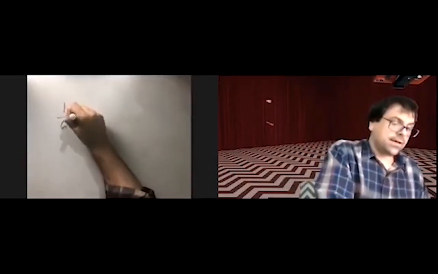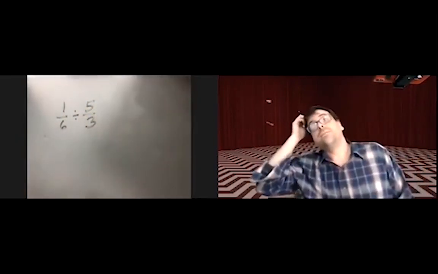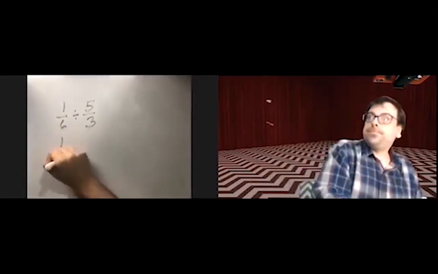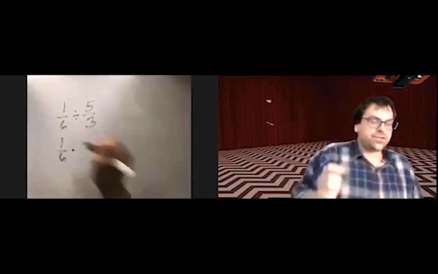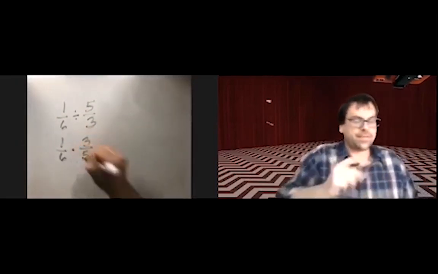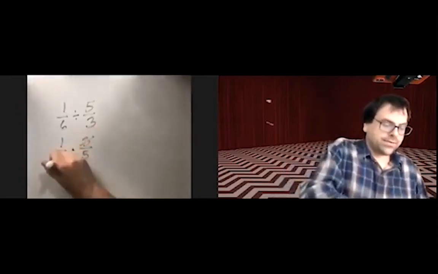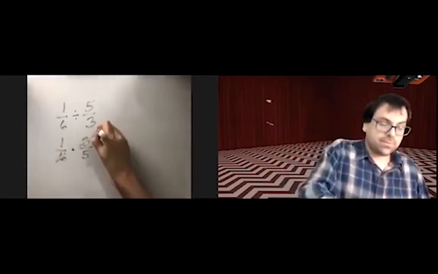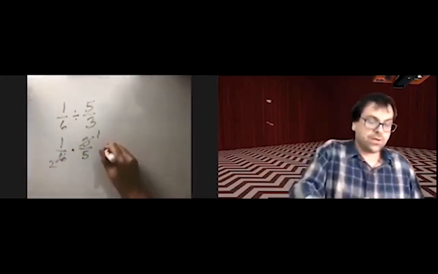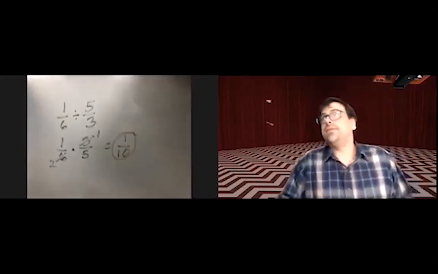1/6 divided by 5/3. Keep. Change division to multiplication. Flip the second fraction. We can cancel 3 and 6, both divisible by 3. 3 over 6 is 1 over 2. So 1/10.